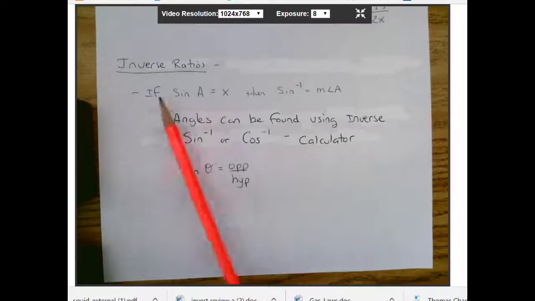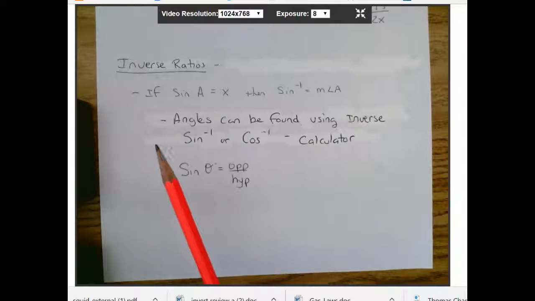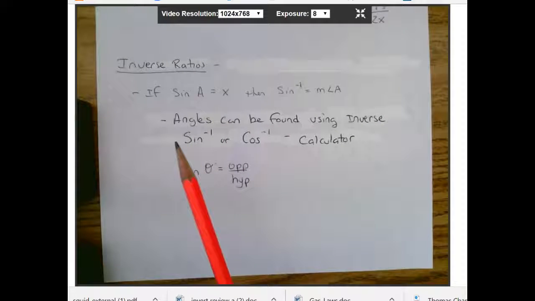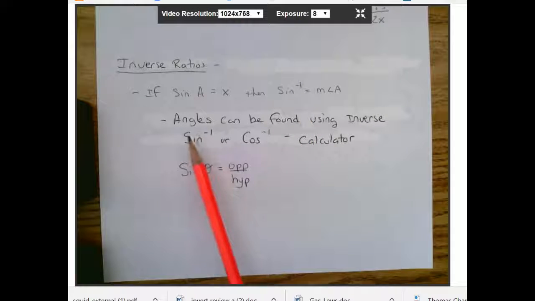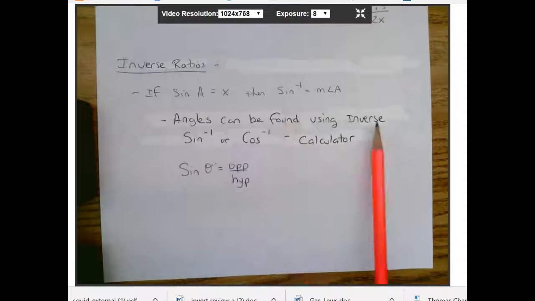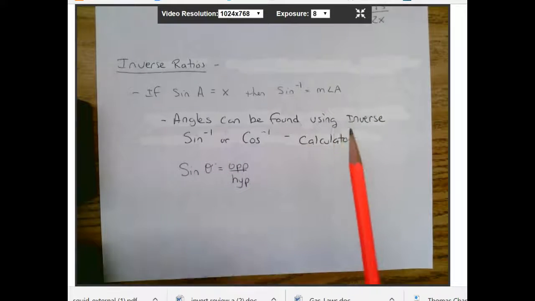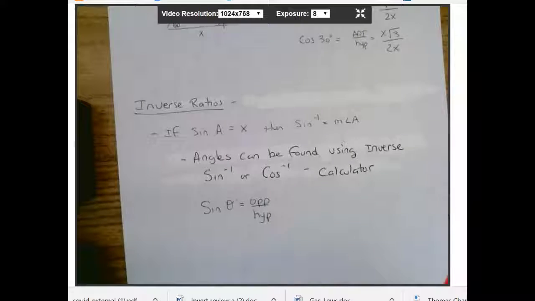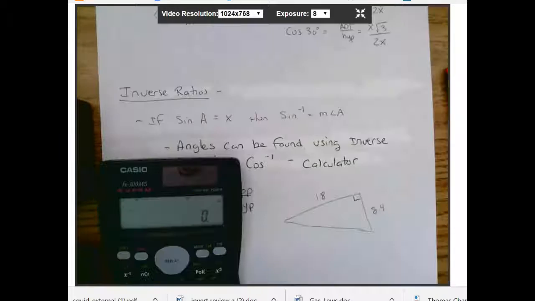So, inverse ratios. We have these sine, cosine, and tangent, but we can also do the inverse of those, and that will help us figure out the angle. Okay, so like it says here, angles can be found using the inverse sine or cosine. So I'll show you here, about the one we just did. Let me pause and I'll put it in here. Okay, so let's just say we had the triangle we just did, 18, and I just rounded this to 8.4. We didn't know the angle, so we can just write it in. We want to know this angle.